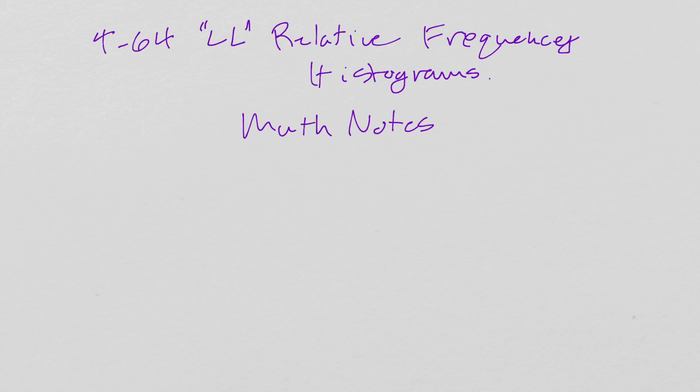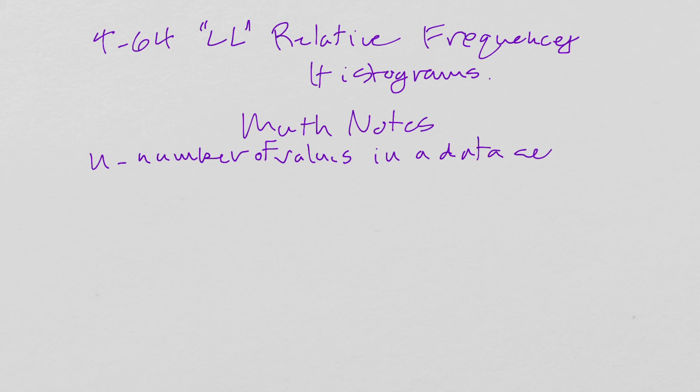If we're talking about a population, first it starts with n. N is the number of values in a data set. So on that last one, our n would have been 40, right? Because we had 40 hat size samples.